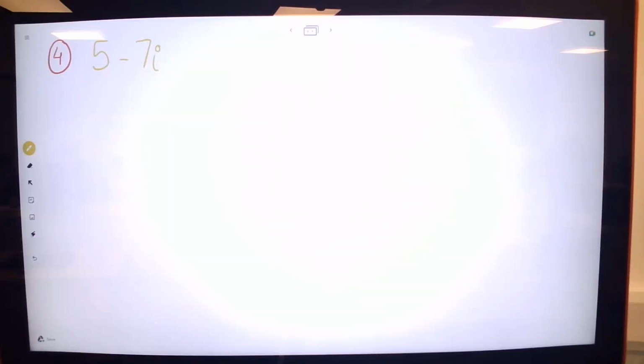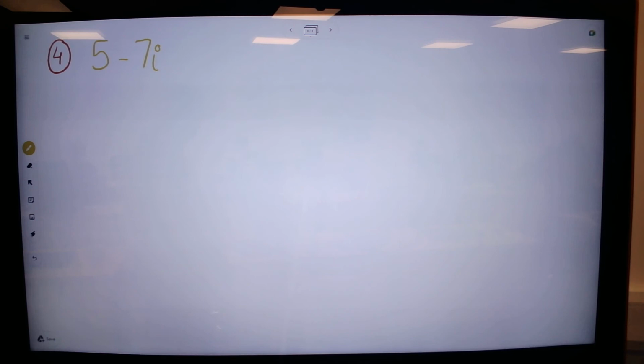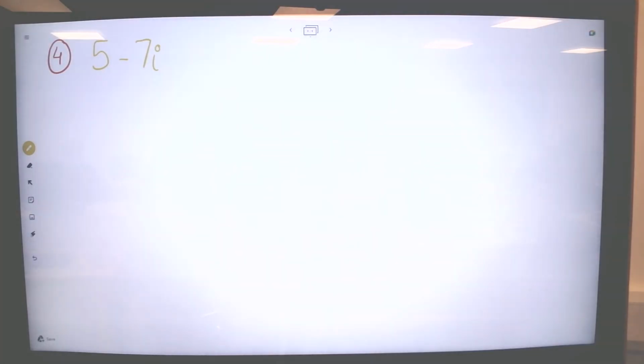Okay, let's have a look at this one. Number 4, 5 minus 7i. That was simple. Okay. Now 5 minus 7i. So let's find out. First thing we need to do is find r.